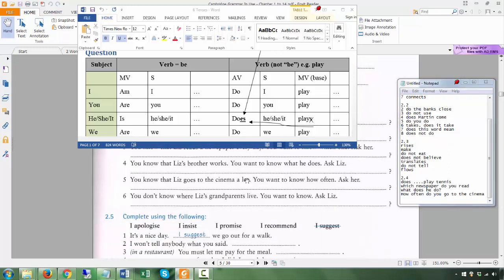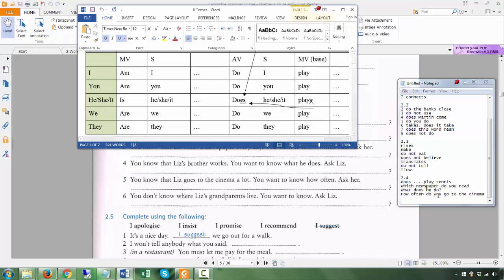And finally, you don't know where Liz's grandparents live. You want to know. Ask Liz. Again, the subject is not Liz, the subject is about the grandparents, which is a they. Okay, so where do your grandparents live?